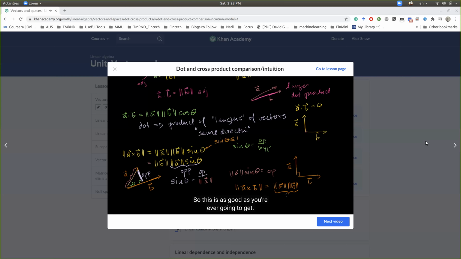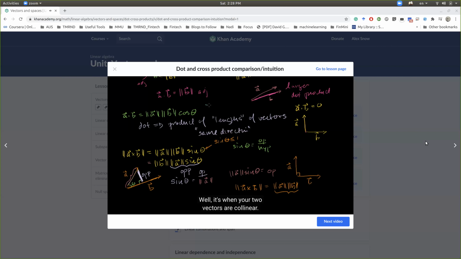So this is as good as you're ever going to get. This is the highest possible value when you have perfectly perpendicular vectors. Now, just to go back and make the same point here, when do you get the maximum value for your cosine, for your dot product? Well, it's when your two vectors are collinear.